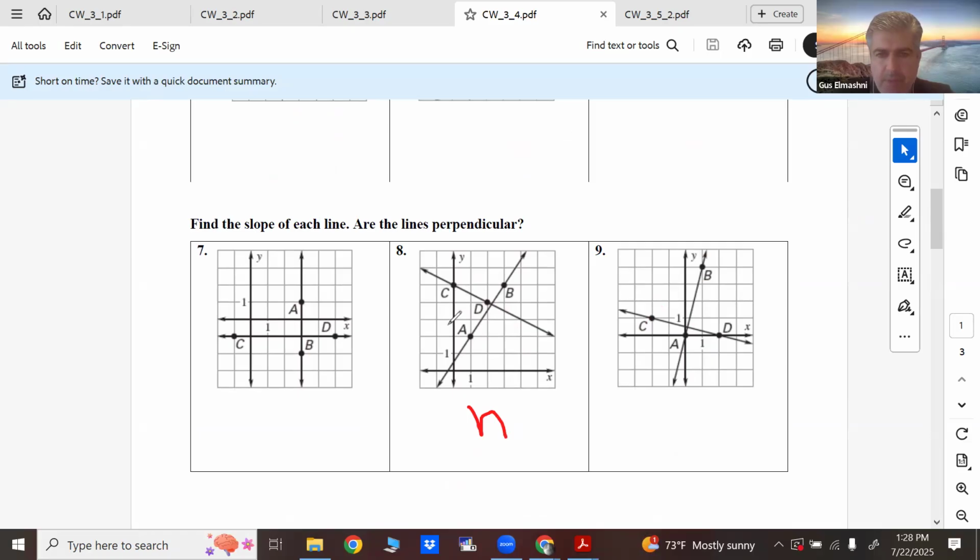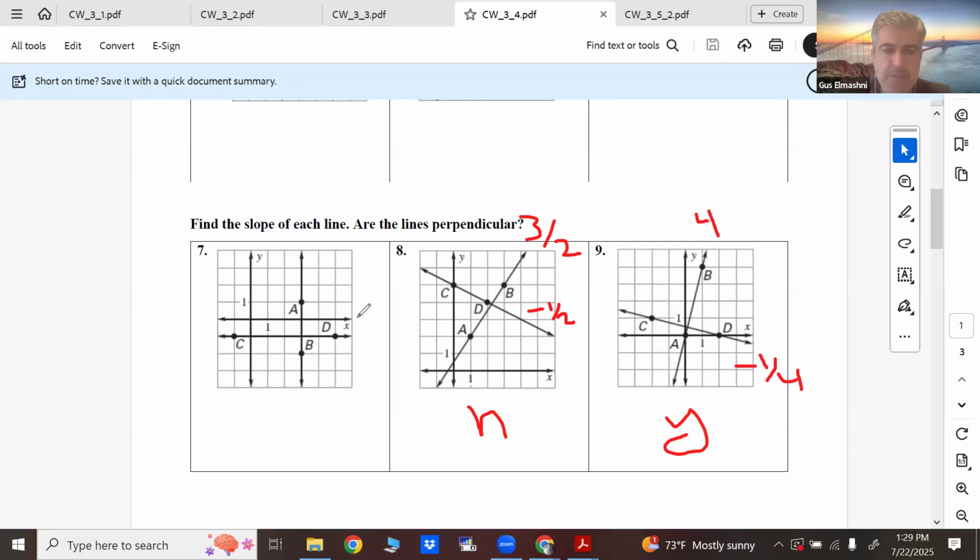So that's down 2. 1, 2, 3, 4. So that's negative 1/2. 1, 2, 3, 2 is 3/2. Yeah, those are not negative reciprocals of each other. But here, down 1, right 4, up 4, right 1. So those are negative reciprocals. That's a yes.